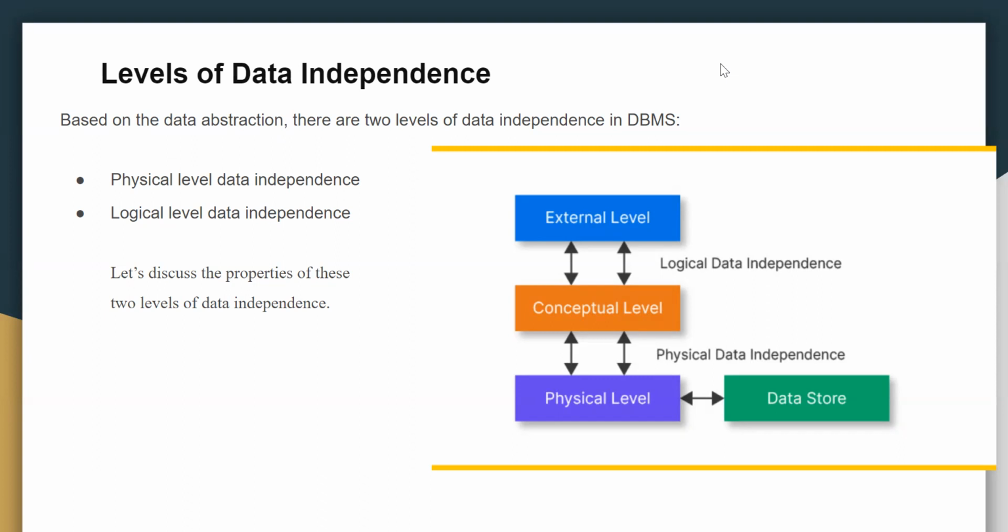This is the architecture of where data will be stored: the external level, the conceptual level, the physical level, and the data store. Between the physical level and the conceptual level we have physical data independence, and between the conceptual level and the external level we have logical data independence. Physical data independence is the ability to modify the physical schema without requiring application programs to be rewritten.